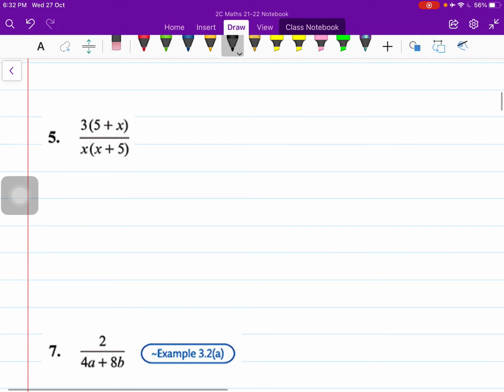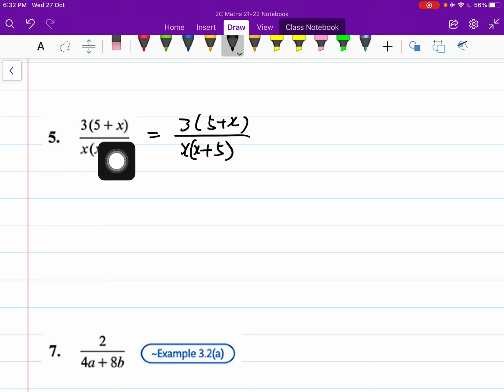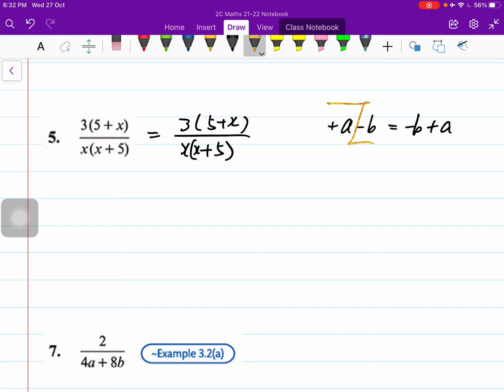Okay, and then question 5. For question 5, let me copy the question. We have 2 brackets, 5 plus x and x plus 5. And in fact they are the same. For addition and subtraction, we can change the order. Even subtraction, a minus b, it means positive a minus b, or you can change that to minus b plus positive a. So we can change the order of addition and subtraction, and you can still get the same answer.